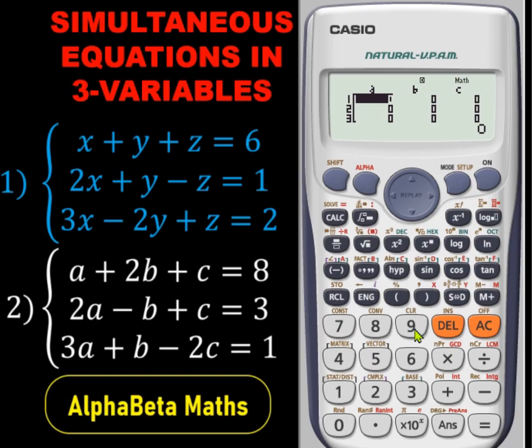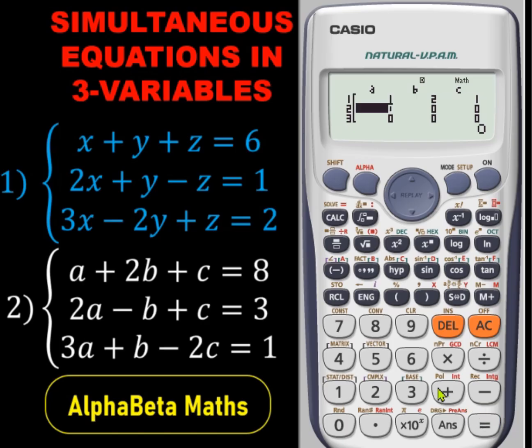Now looking at the second question, the variables here are A, B, and C. So we are going to assume A as x, B as y, and C as z. So we are going to compute the coefficients of the variables plus the constant. So we have 1, 2, 1, and 8.